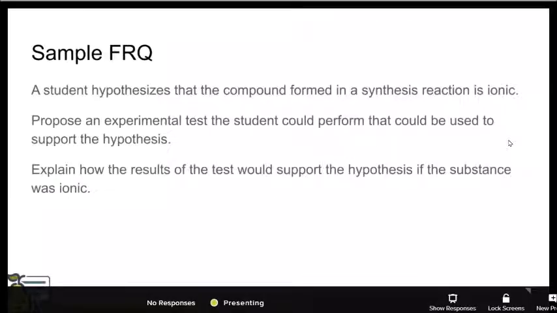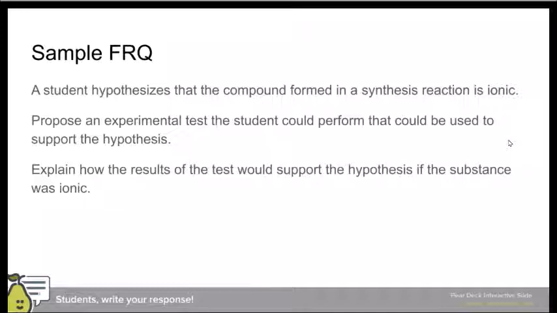Now, explain how the results of the test would support the hypothesis. This is where you would have to go a little bit farther. So propose an experimental test is kind of like saying make a claim. So we could say, all right, I would melt it and test for conductivity. That would be the first part of the answer. And then the second part of the answer would be explain how the results of the test would support the hypothesis that it is ionic.